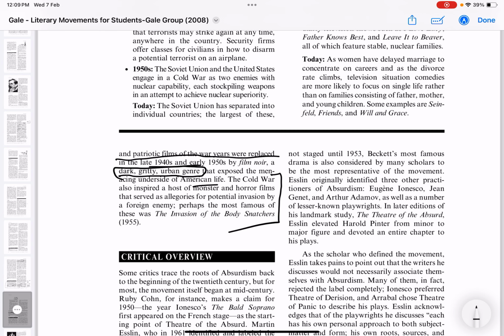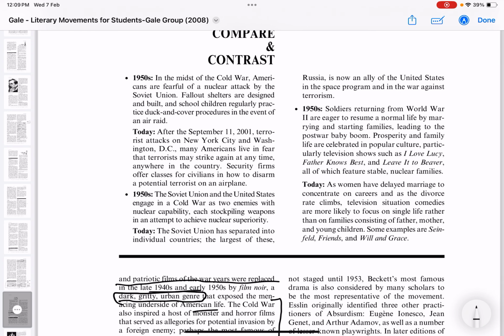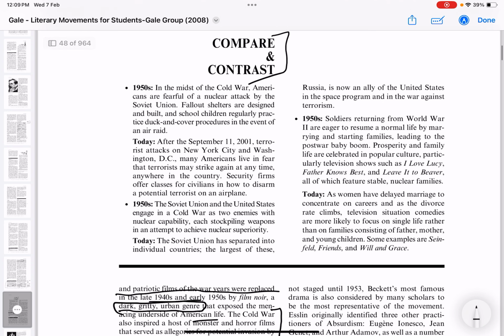Okay, now when you contrast, this is very important, compare and contrast. So the absurd things that were happening then have changed so many things. So in the midst of the Cold War, Americans are fearful of a nuclear attack by the Soviet Union. Fallout shelters are designed and built, and school children regularly face duck and cover procedures in the event of an air raid. So this happened in the 1950s, and today when they are talking about the 2001 terrorist attack on New York City and Washington DC, many Americans still live in fear that terrorists may strike again at any time, anywhere in the country.